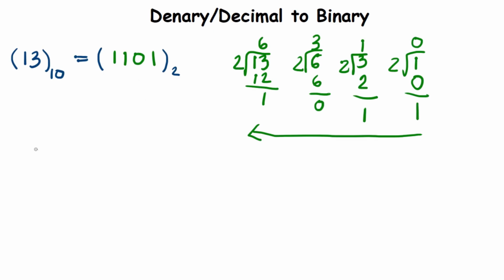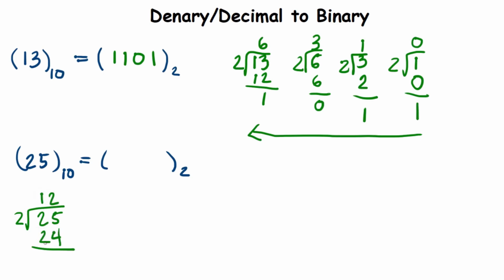Now, let's have another example, number 25. Okay, so this is a base 10 or denary number, and we want to convert it to a binary number. We will follow the same procedure. This 25, we will divide it by 2. We'll get 12. 12 times 2 is 24. 25 minus 24, we'll get 1 as remainder.